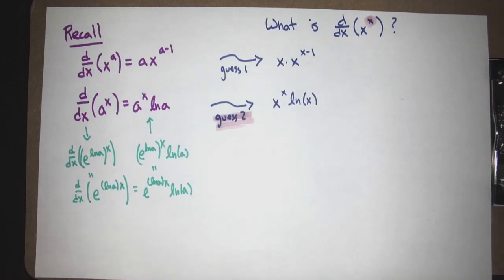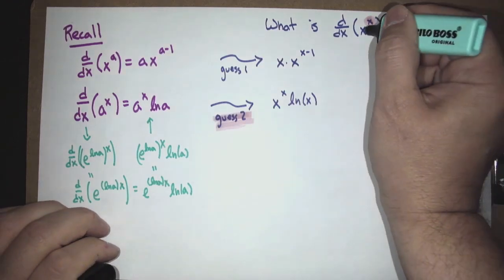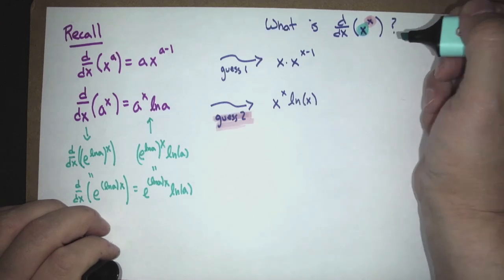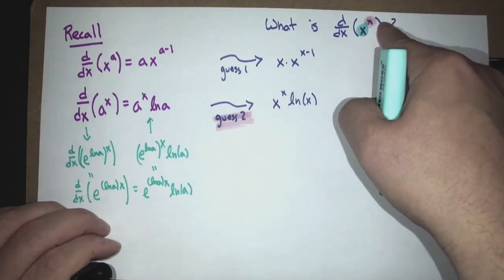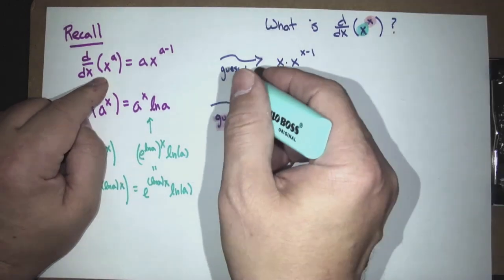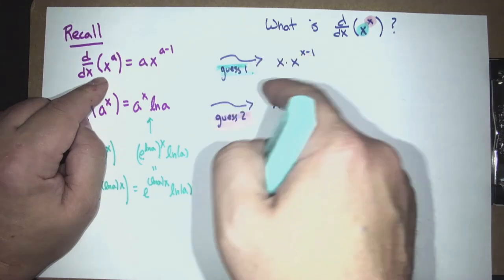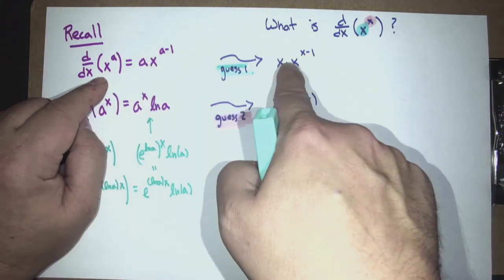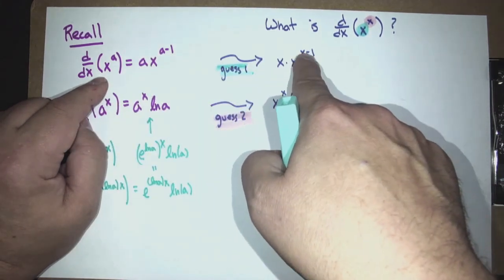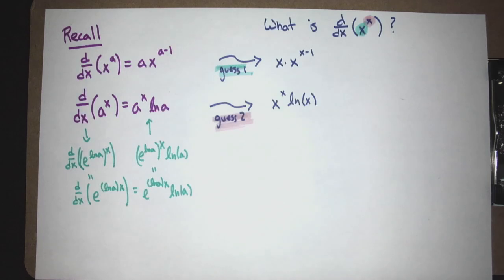If instead I think about my x as this piece, I have x to a power. And so the derivative of x to a power says what? You bring the power down, x to 1 less power. So the question is, is guess 1 correct, or is guess 2 correct?